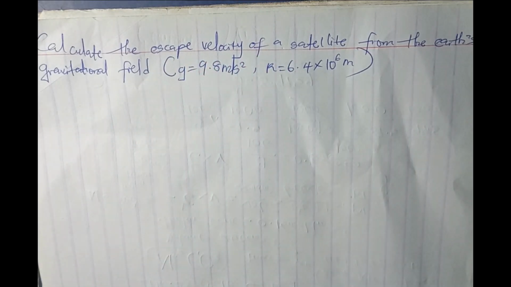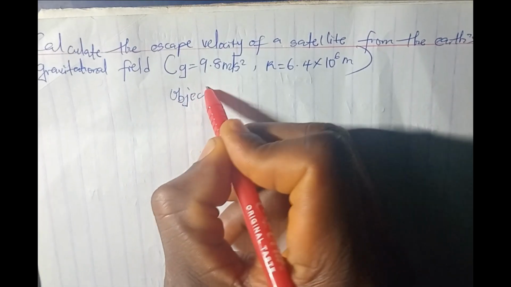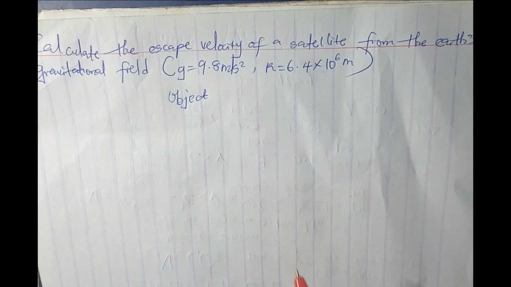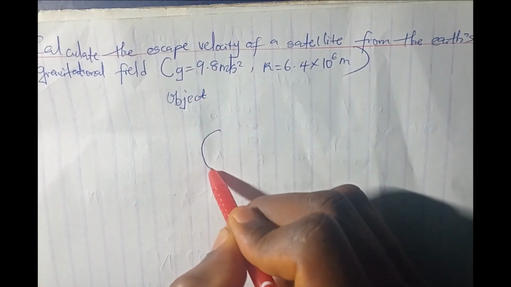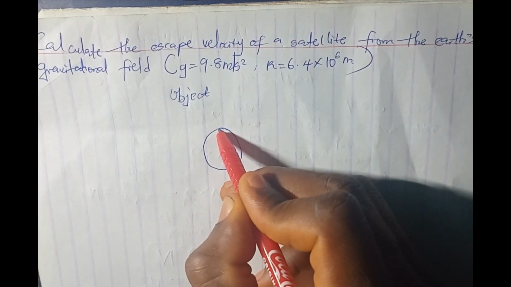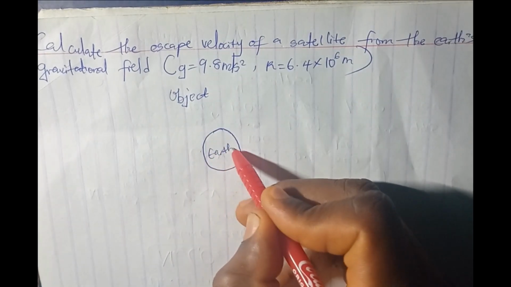Escape velocity is defined as the minimum velocity with which an object would just escape from the influence of the Earth's gravitational field. Now, it is not only Earth. Imagine this to be a planet. Let's take Earth, for instance.